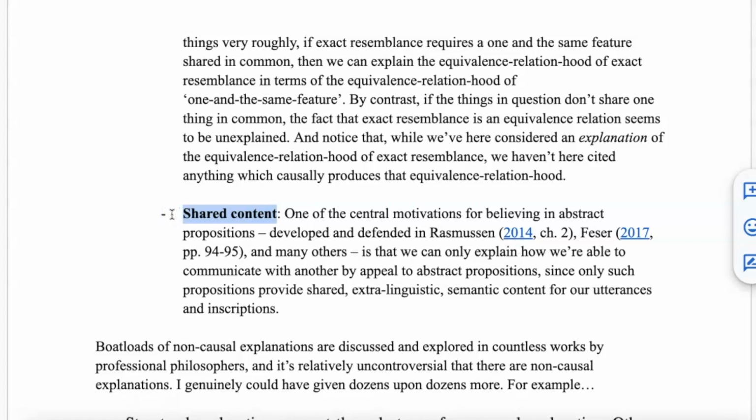Moreover, abstracta have often been appealed to explain shared content, right? One of the central motivations for believing in abstract propositions is that we can only explain how we're able to communicate with one another by appeal to abstract propositions as a central component within that explanation, since only such propositions provide shared, non-linguistic or extra-linguistic semantic content for our utterances and inscriptions.